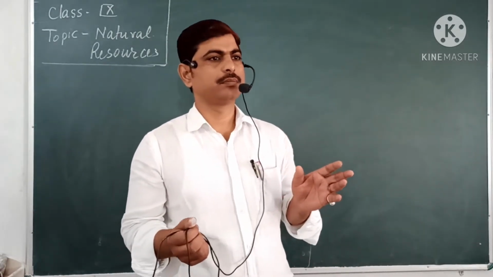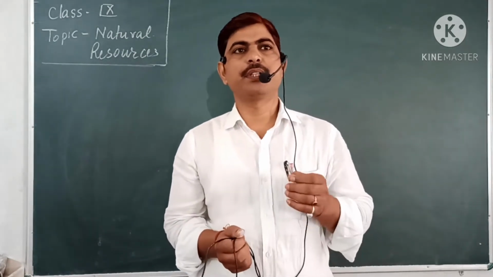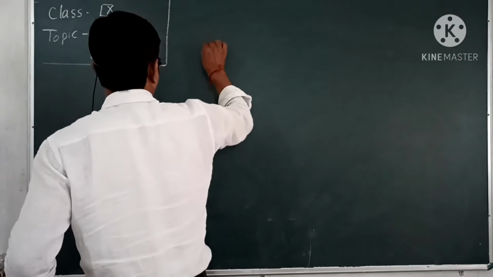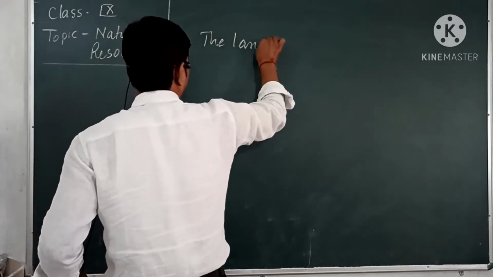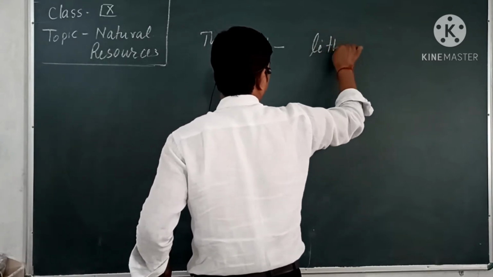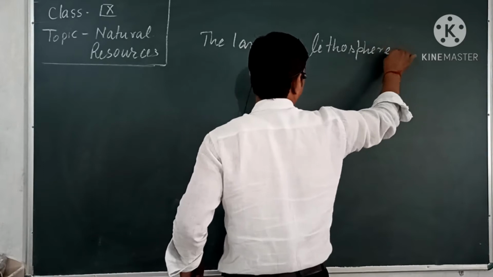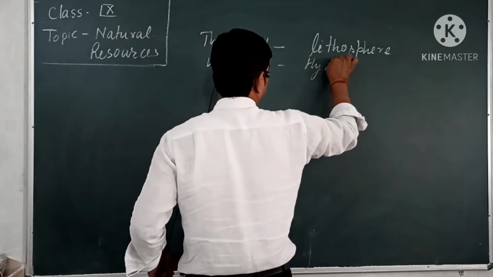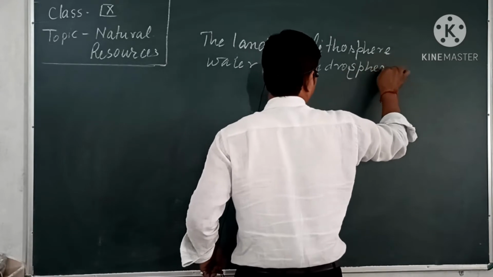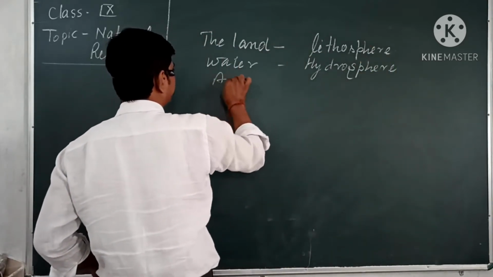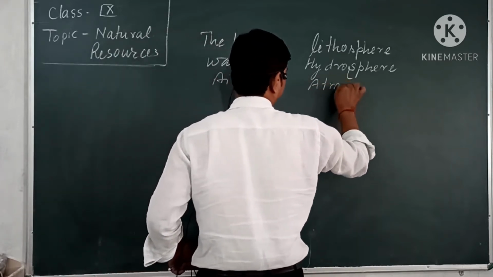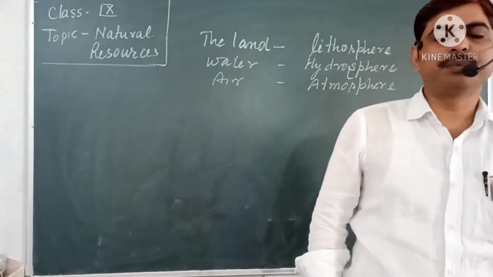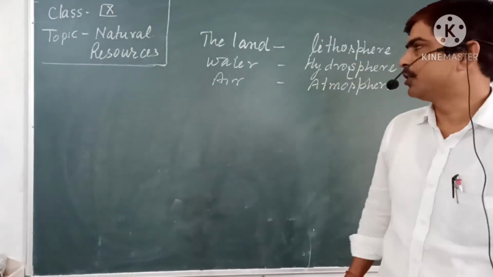And here it happens because of components like the lithosphere, meaning land, the land that is called the lithosphere, water, the hydrosphere, and air, that is the atmosphere. These components interact with each other to make life possible on this planet.